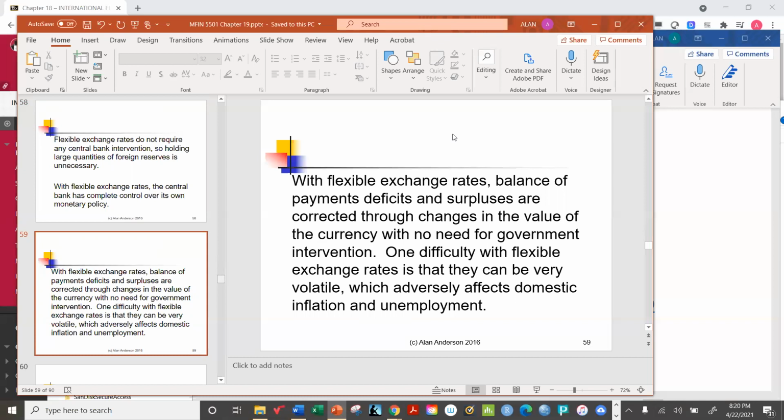But on the other hand, when currencies are floating freely, they can be very, very volatile. And that can discourage international trade. It can also lead to higher unemployment and inflation. Especially for countries that are prone to having relatively high inflation rates, flexible exchange rates can contribute to the problem, whereas fixed exchange rates impose a lot of discipline on the domestic government.